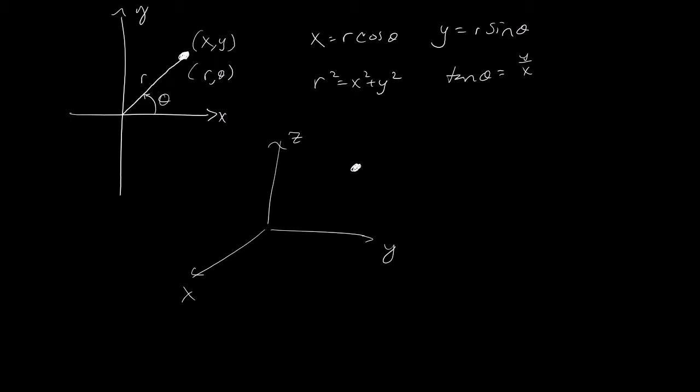Then in order to find this point, the way we're going to describe it is we're going to say, okay, well, it has a position in the xy plane. That position is given by theta and r. So that puts us in the correct position in the xy plane. Then from there, we're going to move vertically up to the appropriate z value to find that point in three-dimensional space. So that's what's going on here.